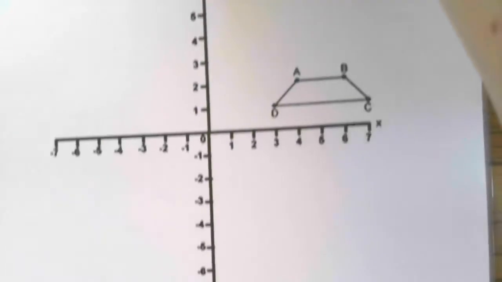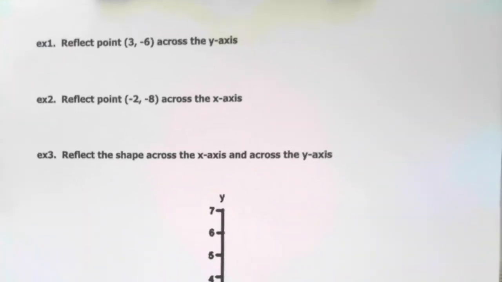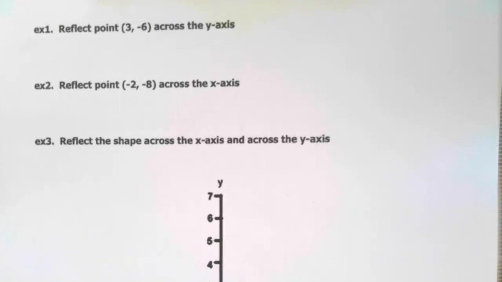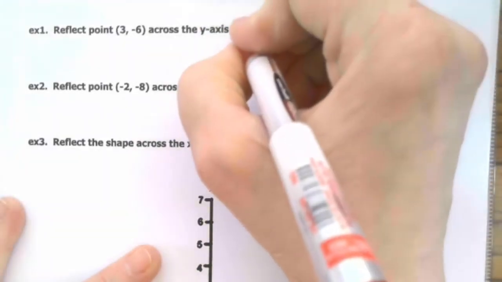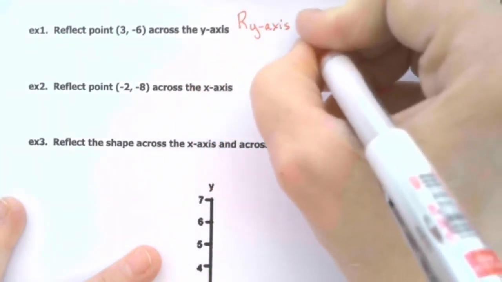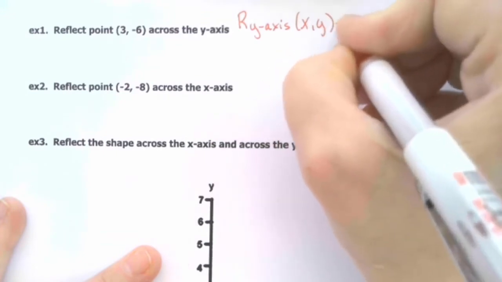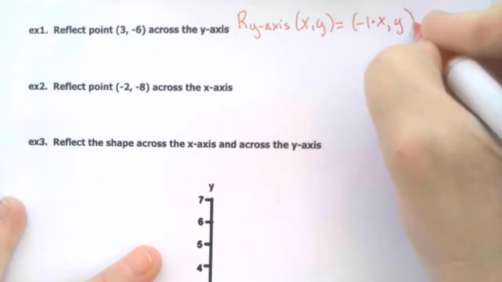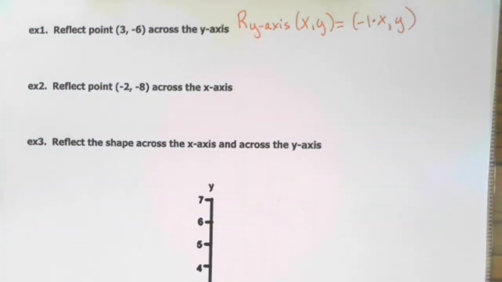Let's practice that. Flip the page. We're going to reflect point (3, -6) across the y-axis. Okay, so let's write our formula. Reflection across the y-axis of every point (x, y) equals a negative 1 times the x-coordinate, leave the y-coordinate the same. All right, let's do that.